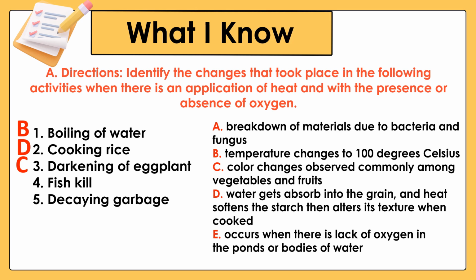Number 4. Fish kill. The answer is letter E. Occurs when there is lack of oxygen in the ponds or bodies of water. And last, number 5. Decaying garbage. The answer is letter A. Breakdown of materials due to bacteria and fungus.